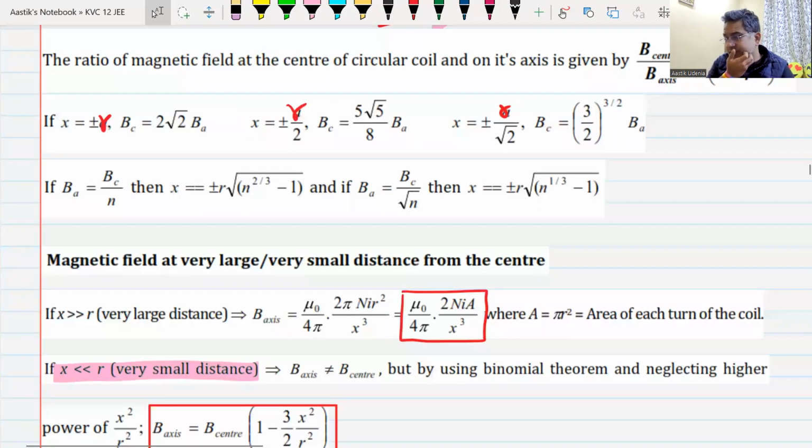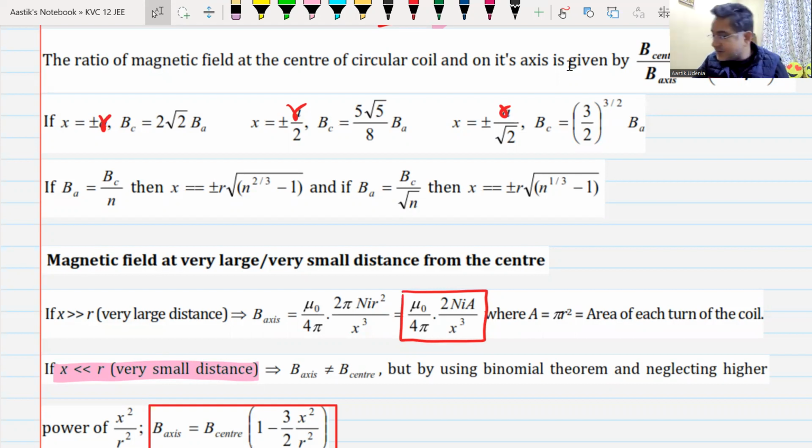See, we had seen this formula: B at the center is B axis, 1 plus x squared by r squared at any point. Same thing here. You just remember this formula and use it when it is required. That is what is requested from you. Everyone understands this? Yes or no? So just remember these simple things and you would be doing good.